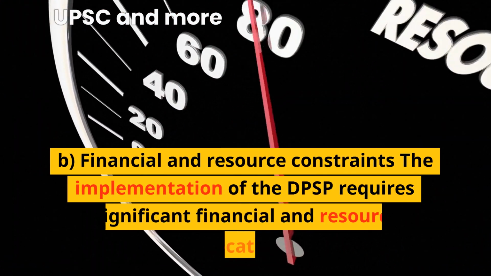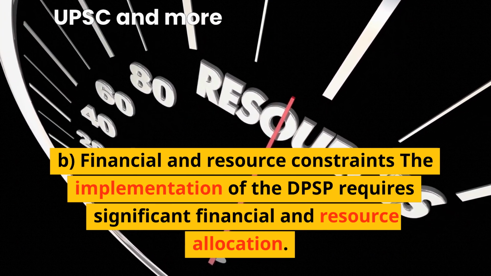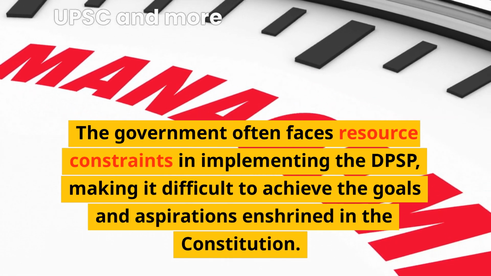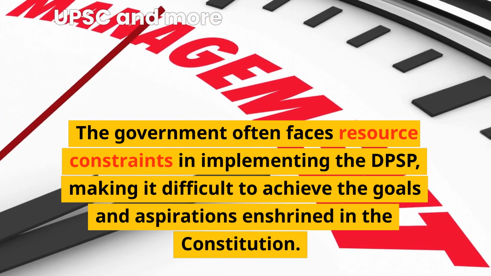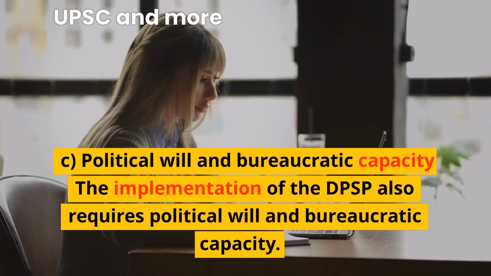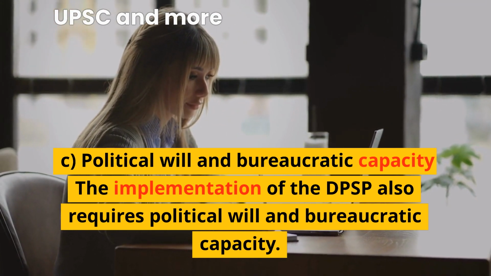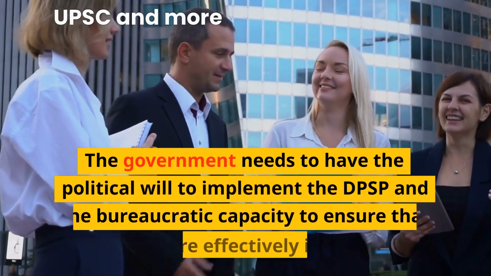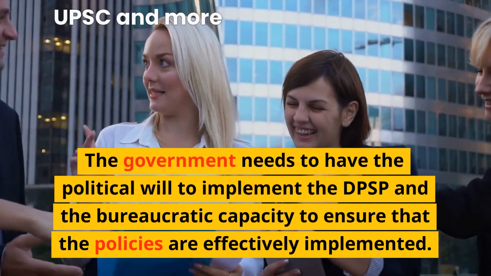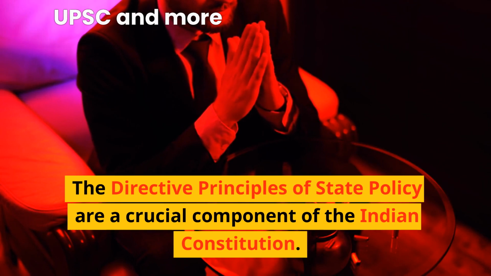B. Financial and resource constraints. The implementation of the DPSP requires significant financial and resource allocation. The government often faces resource constraints in implementing the DPSP, making it difficult to achieve the goals and aspirations enshrined in the Constitution. C. Political will and bureaucratic capacity. The implementation of the DPSP also requires political will and bureaucratic capacity. The government needs to have the political will to implement the DPSP and the bureaucratic capacity to ensure that the policies are effectively implemented. The directive principles of state policy are a crucial component of the Indian Constitution.